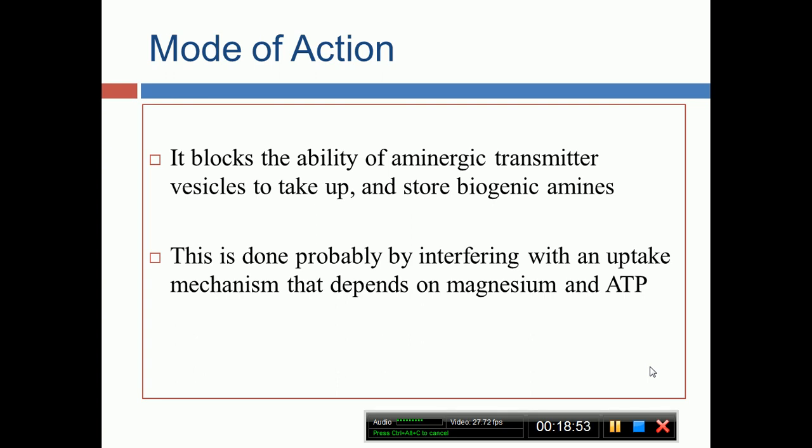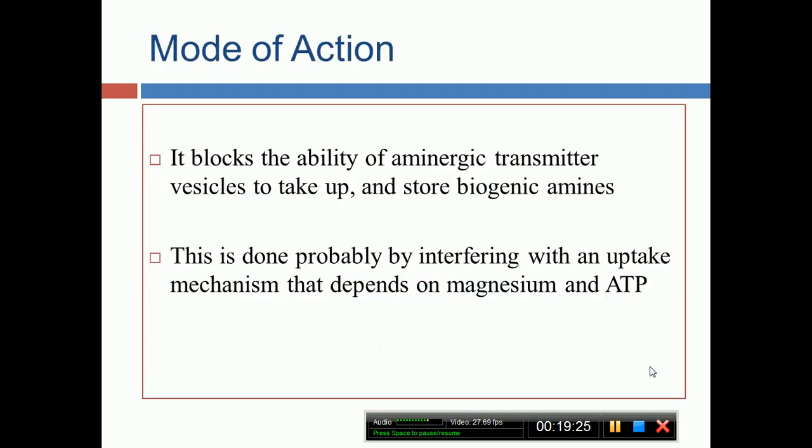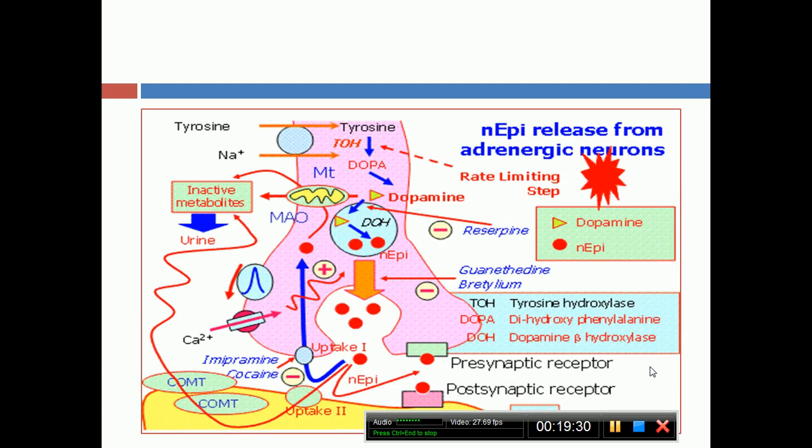Aminergic, like these are the transmitters that have dopamine and norepinephrine. It blocks the uptake and storage of biogenic amines. This is done probably by interfering with an uptake mechanism that depends on magnesium, and so this effect occurs throughout the body, resulting in depletion of dopamine, serotonin, and norepinephrine, because it blocks their uptake into the vesicles.